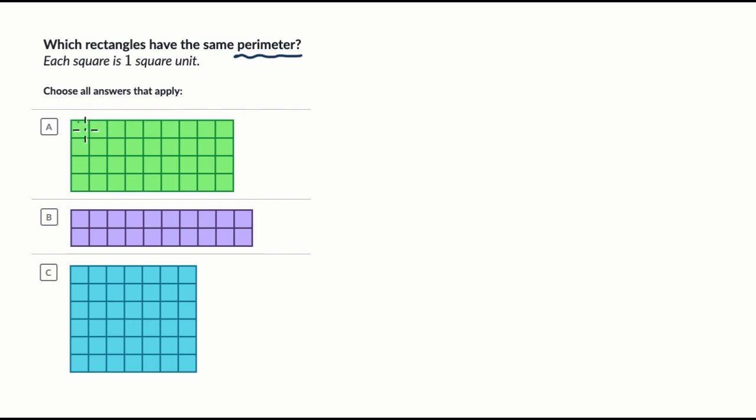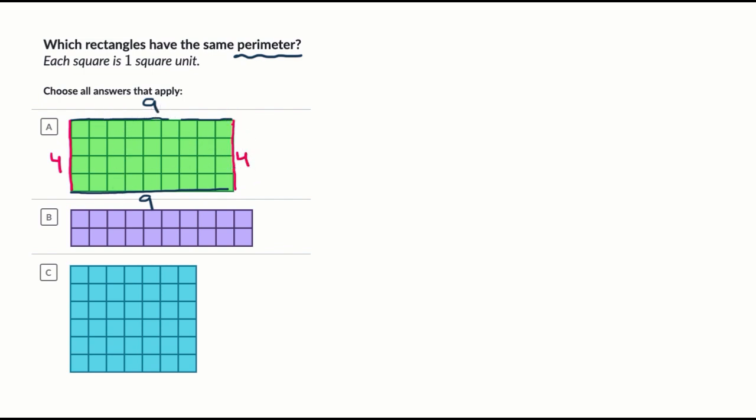So in this top one, let's see, this top is 1, 2, 3, 4, 5, 6, 7, 8, 9 units long, or wide, I could say. And so that means it's also going to be 9 units down here. And then how tall is it? 1, 2, 3, 4 units. So this is 4 units, and so this would also be 4 units. And so the perimeter is going to be 9 plus 4.